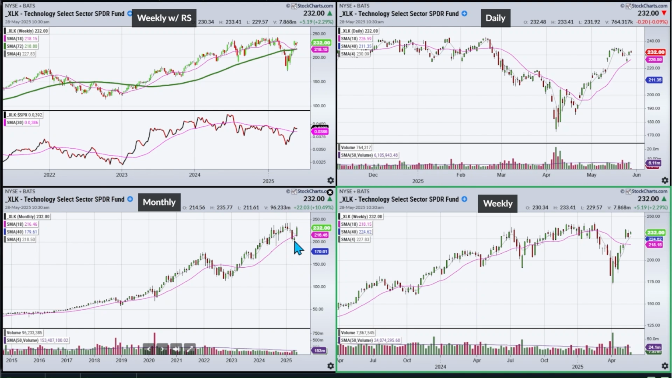XLK also got back. Now this closed below for 2 months. It closed below, but if you notice, we got back above, and the slope of the 18-month is still rising. And we've gotten improvement since the low on a relative basis. Now, here's what I'll say about this sector.